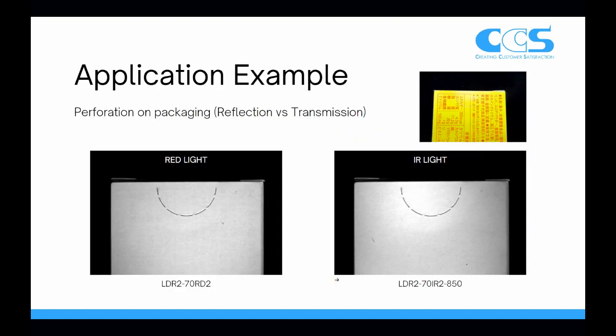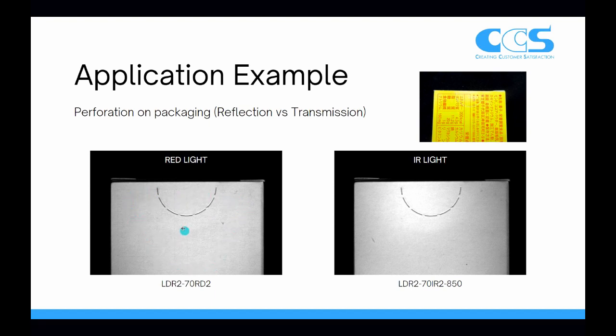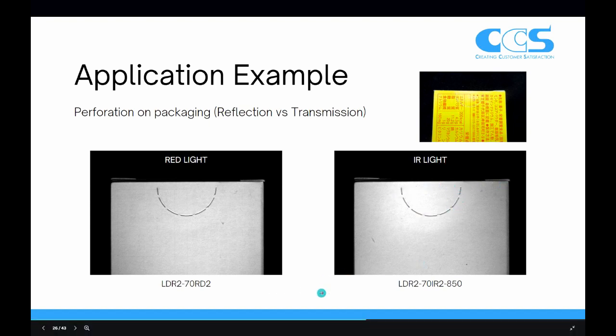So examples, this one we've used before a lot because it does a good job of showing red and yellow packaging with red light removes that print. Essentially, you can faintly see it, but you can really see the perforation, and that would be really clear. With an IR light, we get the same result. It's passing through the print on the box and just showing the packaging and that perforation. So in this scenario, both lights would be a good application.